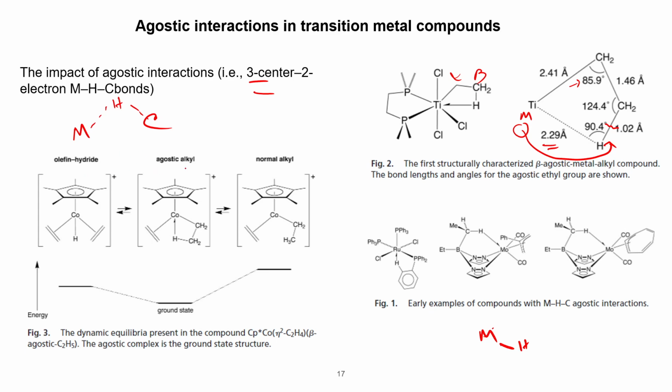So these are the possibilities that are there. What we are discussing: if you have this particular agostic alkyl, it can interact like this. This is the ground state for this, so that's why it can exist in this particular form.